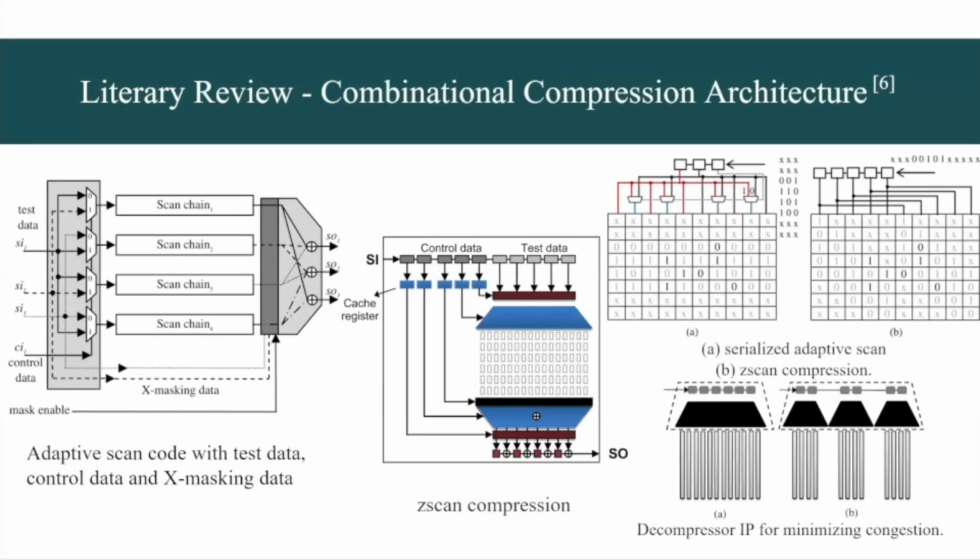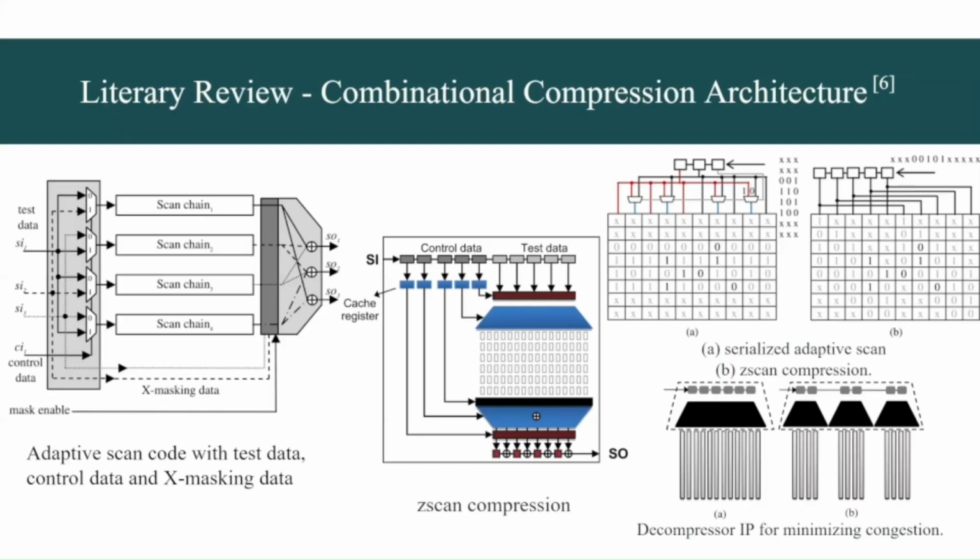So then the next literary review that we did was combinational compression architecture. This paper went over a new compression architecture called Z-scan compression. Here on the left, we have an adaptive scan compression and decompression. This allows you to control which scan inputs go to which compressed scan chain. So there's multiple scan chains compared to the input scan inputs. And then we also have this masking data that we can use to mask which scan chains are actually mapped to the scan outputs.